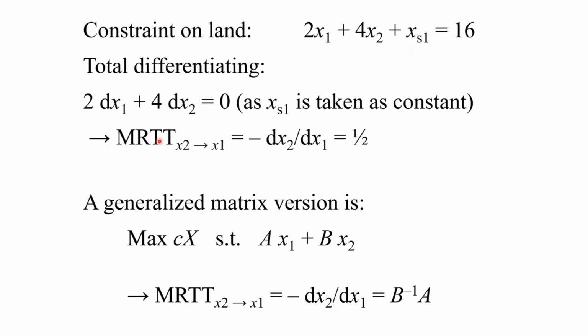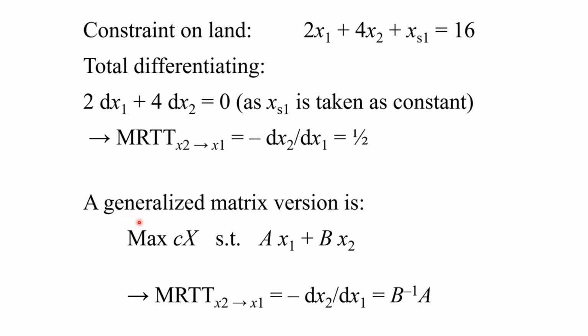So the marginal rate of technical transformation of x2 into x1 is minus dx2 over dx1, which, when we solve, is equal to 1/2. So we move that over to that side. We get negative 2 divided by 4, which is 1/2, and we're taking the negative of it, of course.